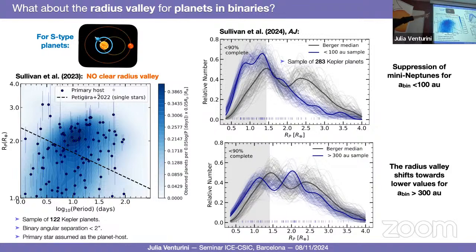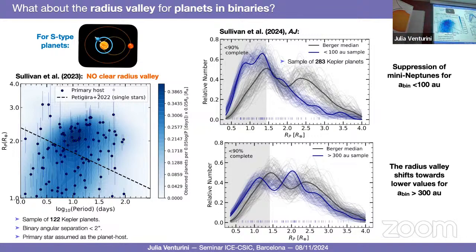There are just these two works, from the same group, reporting on the existence or not of the radius valley. The newest results are showing that if we go to really close binaries, then the population of mini-Neptunes, the second peak, gets depleted. This blue curve is the distribution of S-type planet sizes. So there is a suppression of mini-Neptunes apparently for binary separations closer than 100 AU. For larger than 300 AU, they say that the radius valley is shifting in location.